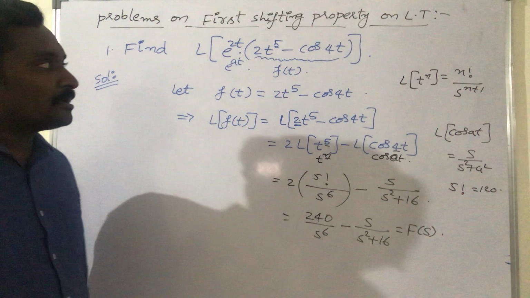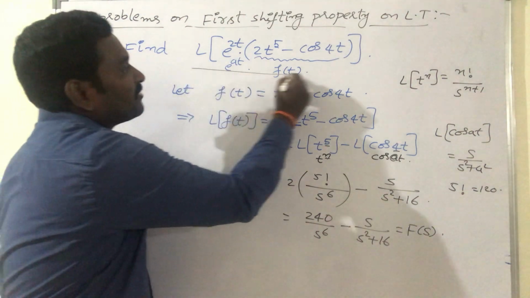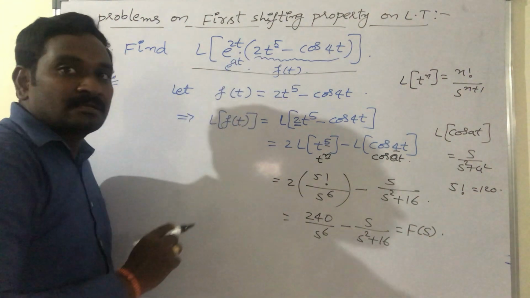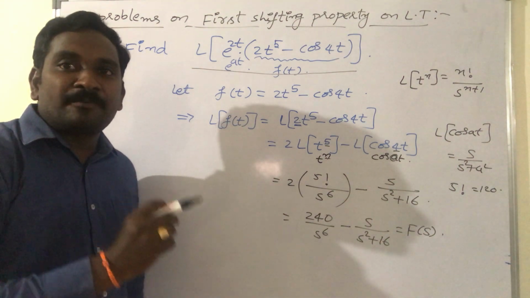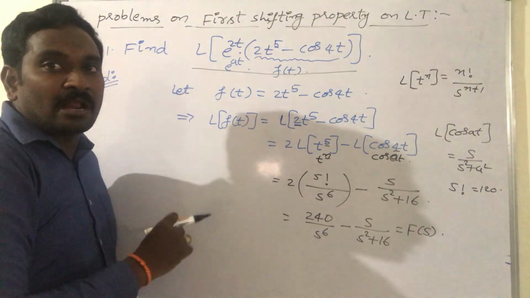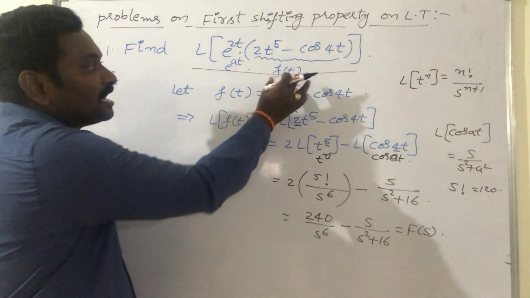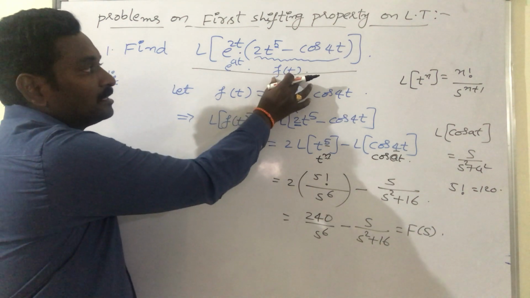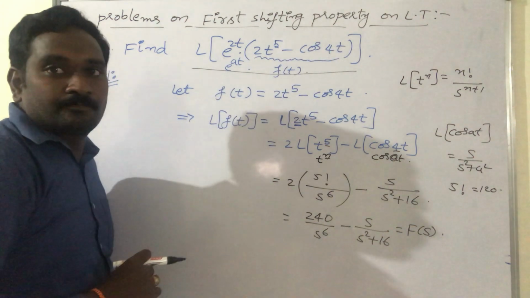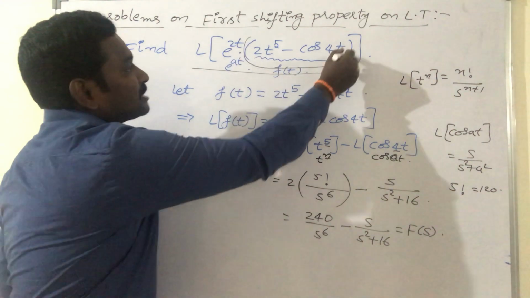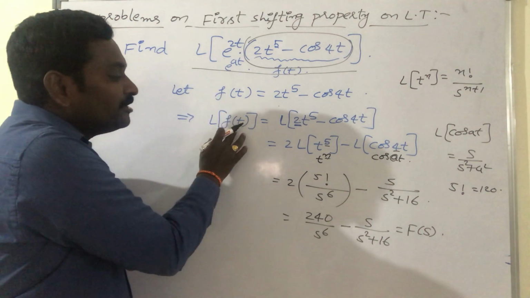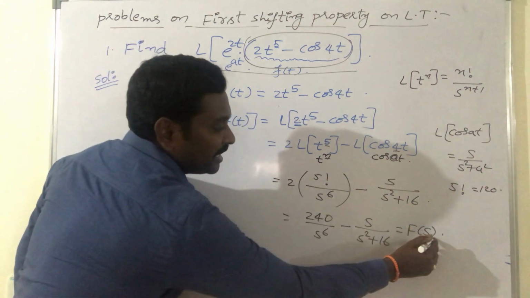Okay, once again I will repeat the problem. Here we are going to find the Laplace of this function. Clearly the inside function is in the form of e power at into f of t. Whenever the given problem is in this form, we should apply the first shifting theorem on Laplace. Before applying it, consider what is f of t here. f of t is 2 t to the power of 5 minus cos 4t. The product of the exponential function can be taken as f of t. Find the Laplace of this function. You will get a function in terms of s and put the name as f of s.